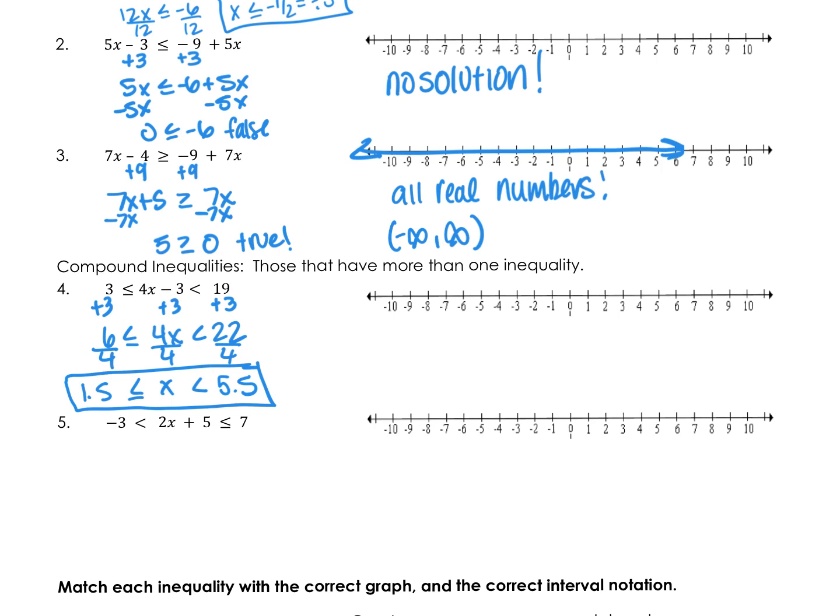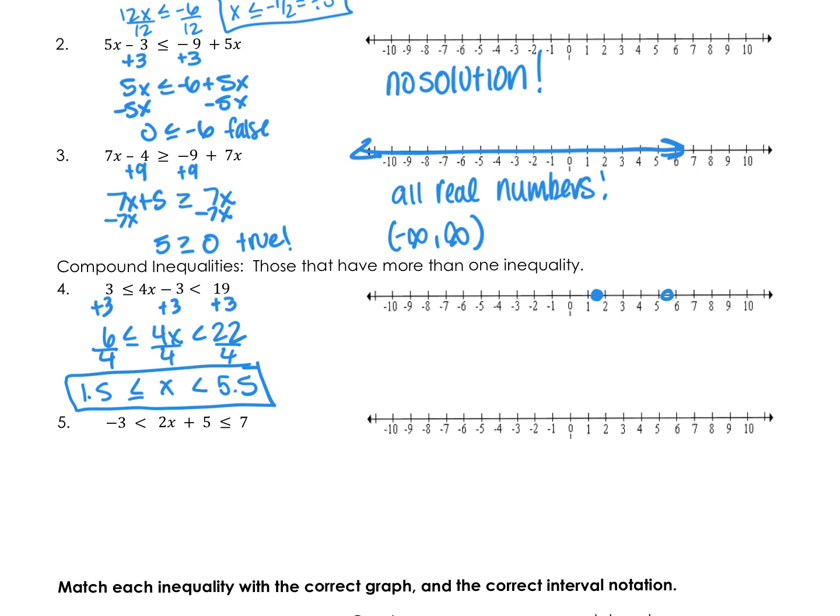So what's an example of a number that is greater than 1.5 and less than 5.5? 2, right? It's bigger than 1.5, less than 5.5. What's another number? 4, greater than 1.5, less than 5.5, right? So all of those numbers will be in that solution. So we need to draw it. At 1.5, we should have a closed circle because it's equal to. At 5.5, we should have an open circle because it's just less than, not equal to.